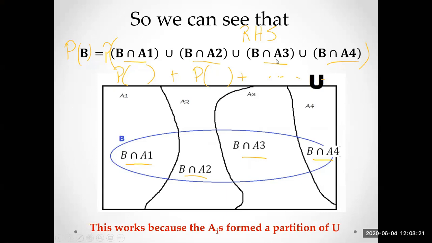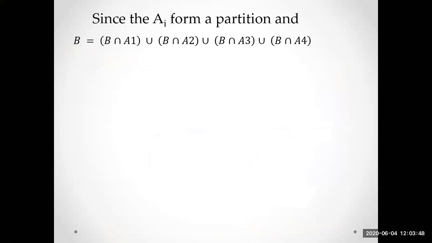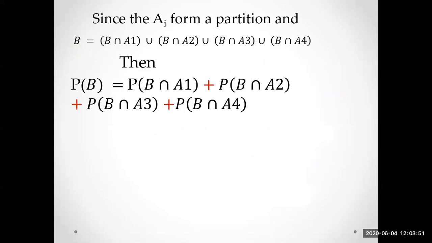So we can write it like that because the A's formed a partition of the sample space, or of the set U. So this worked because the A's formed a partition. That's because they were disjoint and they filled out the entire set. So now we can put the pluses in there like she said.